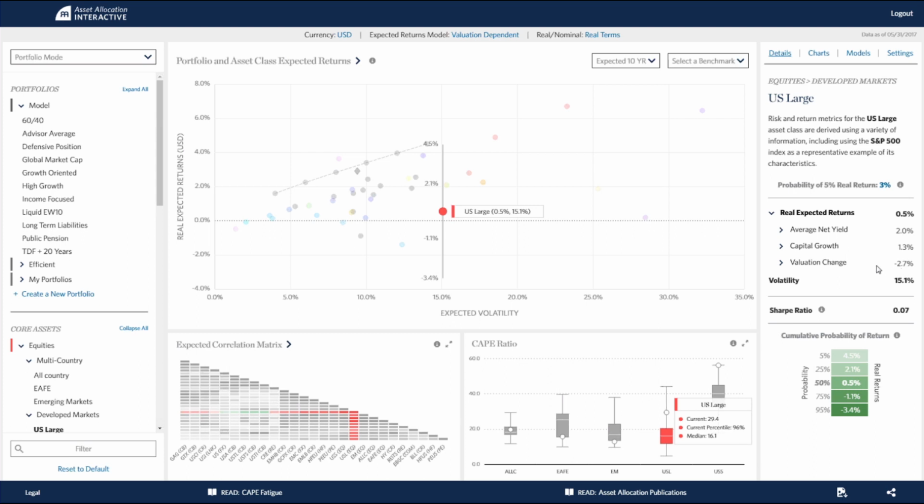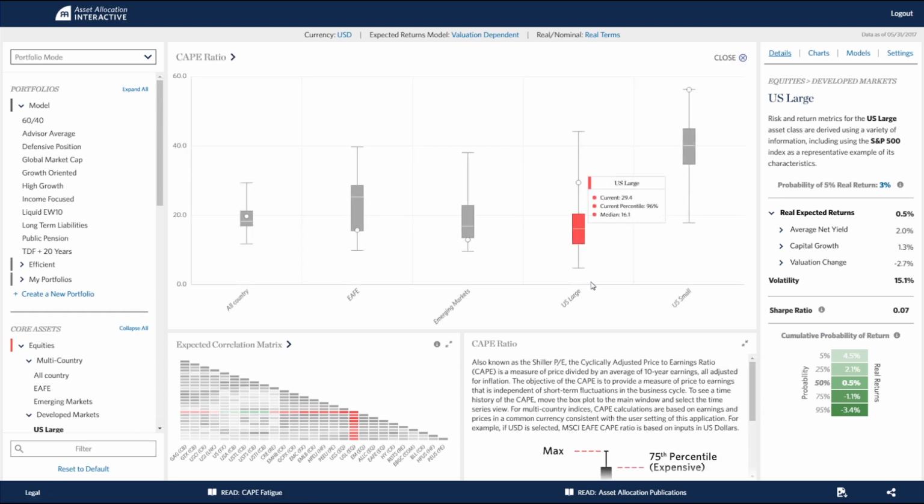Yeah, that seems really high, Jim. Can you explain why we have such a large negative number for valuation change on U.S. stocks? Yeah, so as I mentioned in my opening comments, our earnings growth has actually not kept up with the price changes that have occurred in the market. And we can see that here when we look at the CAPE ratio chart.